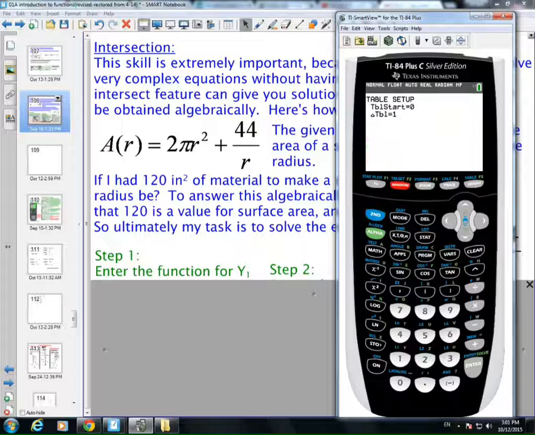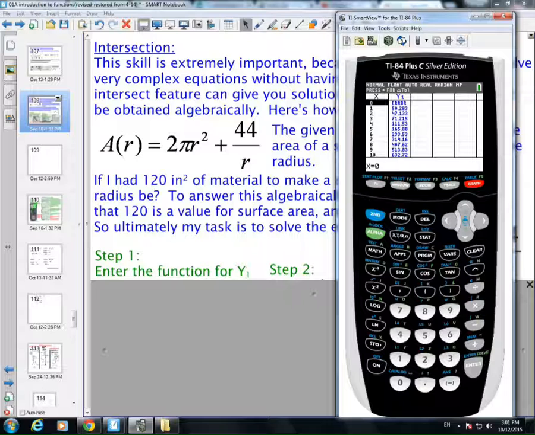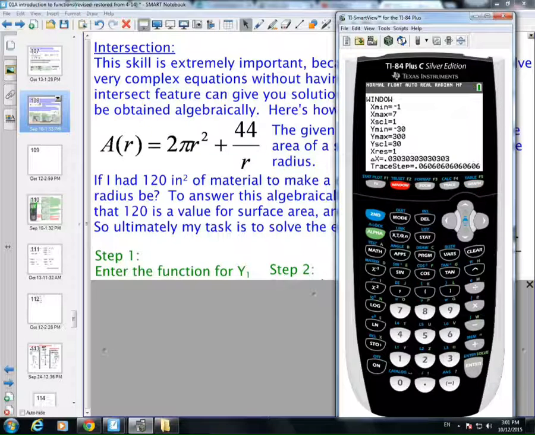What I did is I explored the table, and by exploring the table and looking at the different kinds of surface areas that emerge, I was able to produce an appropriate viewing window so that I could see the whole graph and nothing but the graph. The part of the graph that's important.